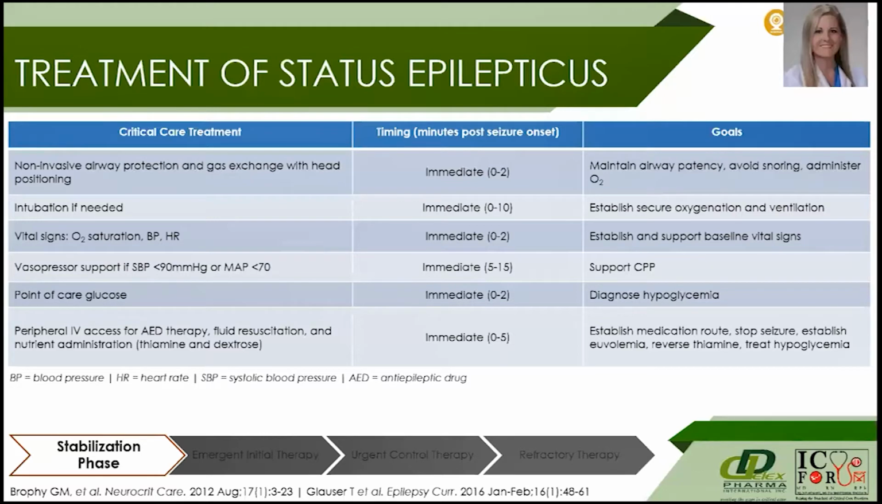Also in the stabilization phase, we have, again, our critical care treatment and our goals of therapy. The guidelines do give timing recommendations in the stabilization phase, really within the first handful of minutes. So again, airway protection, making sure adequate gas exchange is happening and that the head is positioned well, intubating our patients if they're unable to protect their airway, close monitoring of vital signs, trying to avoid hypotension when possible, so your patients may need vasopressor support, getting a point of care glucose to make sure that we're not missing hypoglycemia, and getting peripheral IV access for antiepileptic therapy, for fluids, and nutrient administration. Some patients may need thiamine, they may need dextrose.